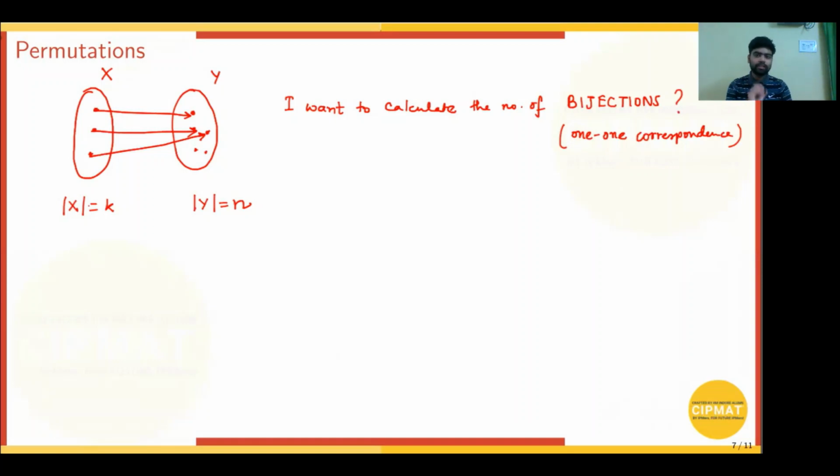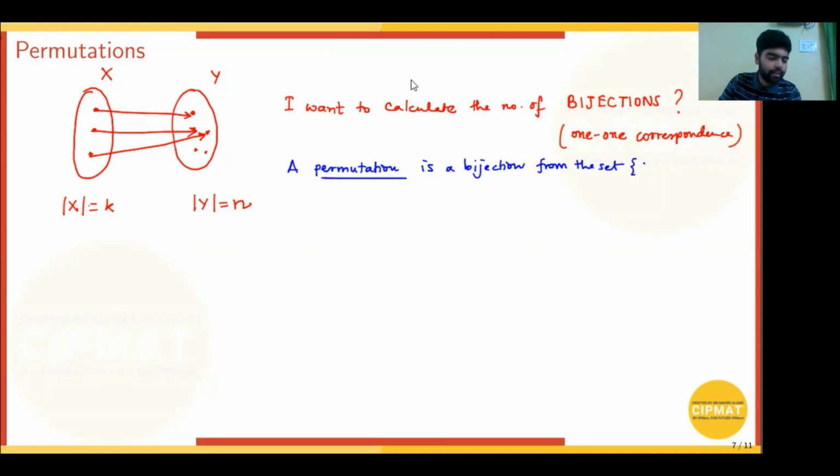Now, this is how I can define a permutation. The definition of permutation would be something like this: a permutation is a bijection from a set, let's say the set is having n elements, 1, 2, 3 and so on till n.